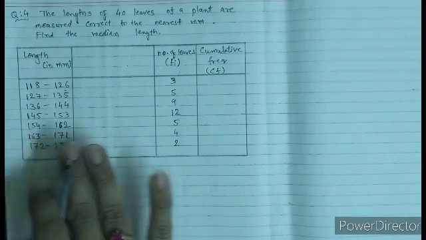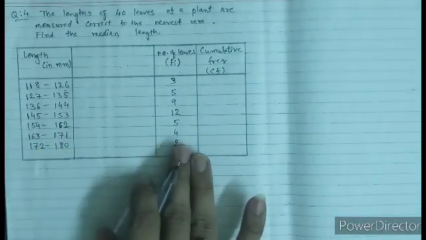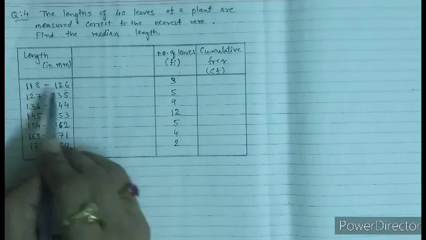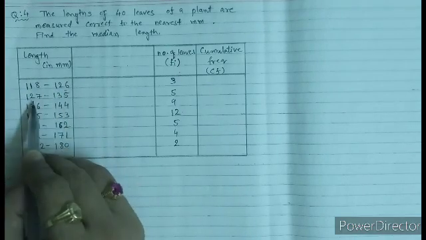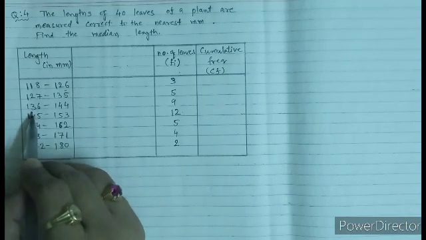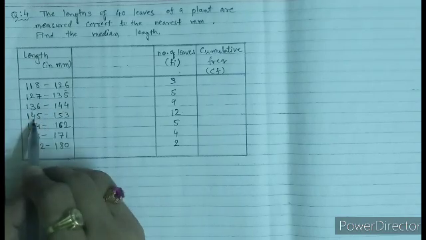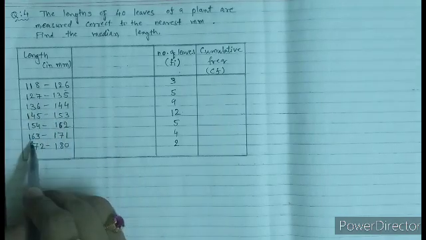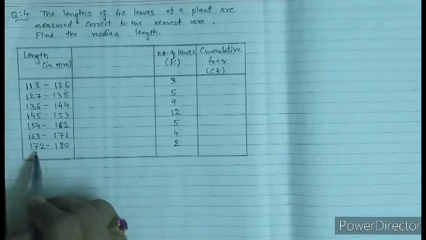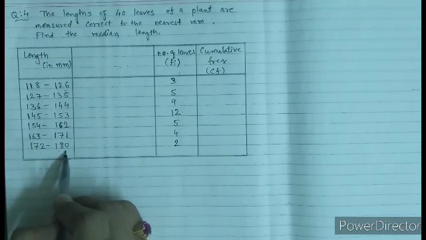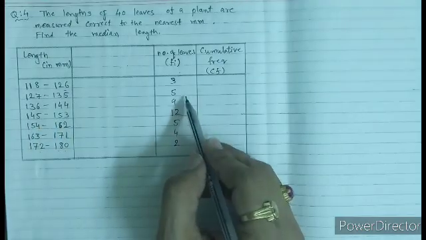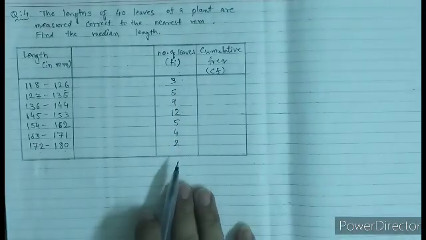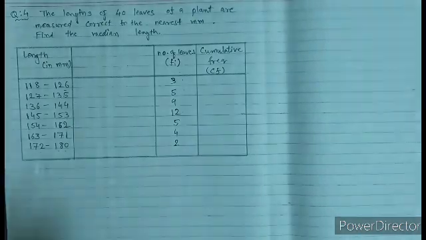First of all, see the data given in the question, that is these two columns. In the first column we have length. The classes are 118 to 126, then 127 to 135, 136 to 144, 145 to 153, 154 to 162, 163 to 171, and 172 to 180. And the number of leaves are 3, 5, 9, 12, 5, 4 and 2. This is the frequency.